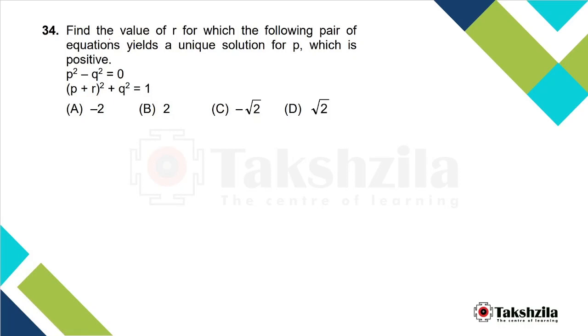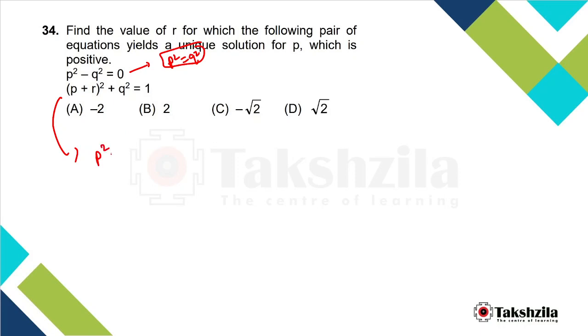The question is: find the value of r for which the following pair of equations yield a unique solution for p. First, p squared will be equal to q squared. Now this equation we have, we'll put p squared.